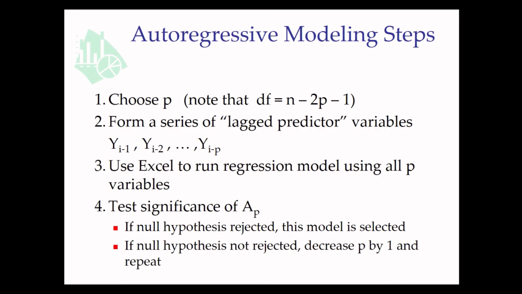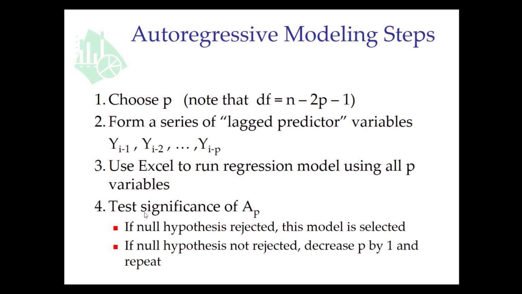Here are the autoregressive modeling steps. First, choose p. The value of p typically is small, like 3, 2, or 1. Then we form a series of lagged predictor variables yi minus 1 through yi minus p. Next, use Excel to run regression model using all p variables.